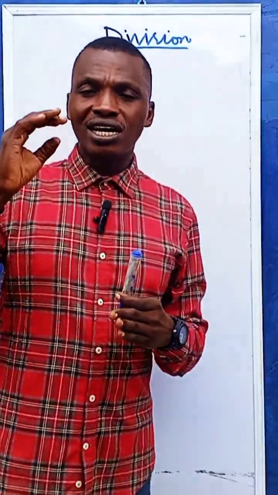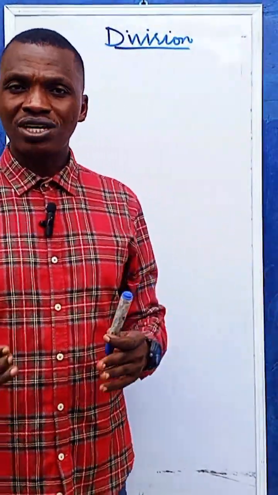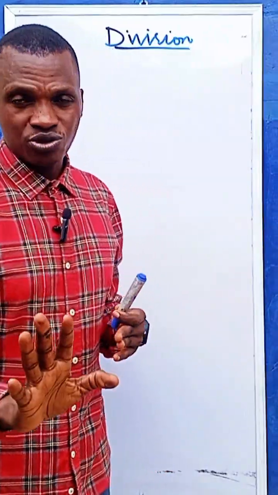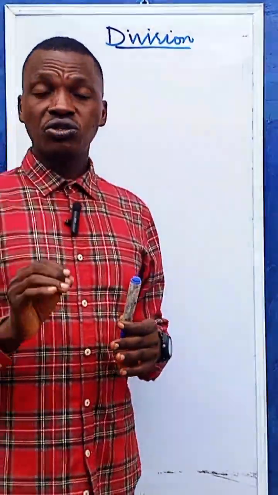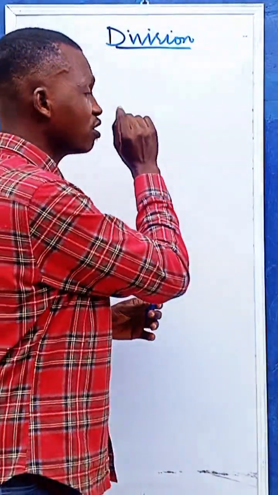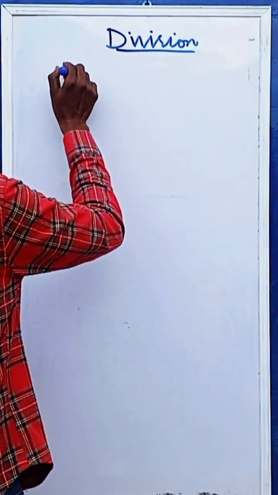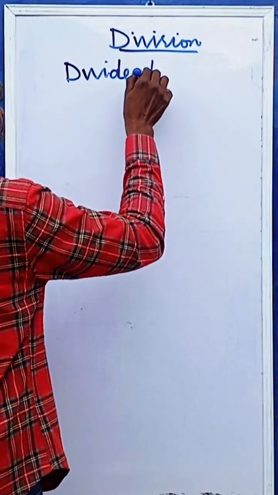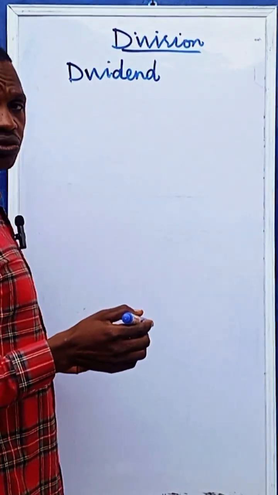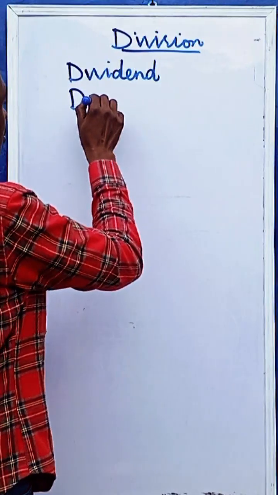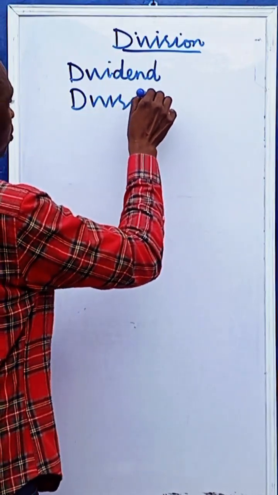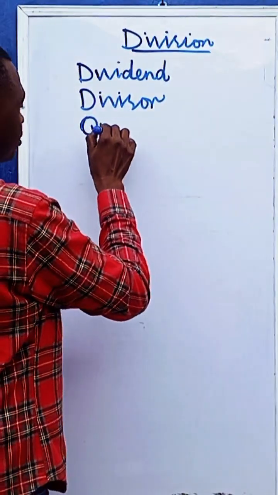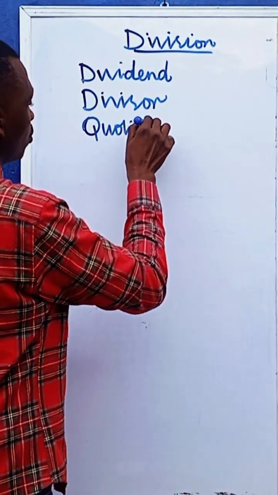Division is simply a fundamental mathematical operation that involves splitting or dividing numbers or items into different groups. Now, for a child to solve division and understand division is very important. Please stay with me and understand this concept, which is called dividend. Another one the child should understand is the word divisor. Then the third one is called quotient.